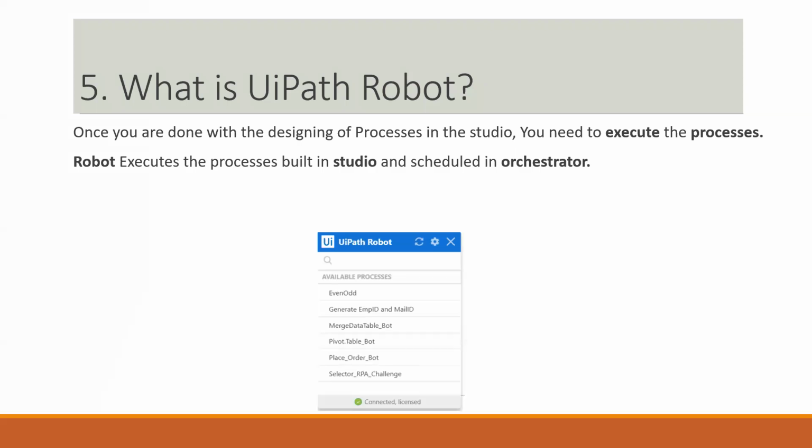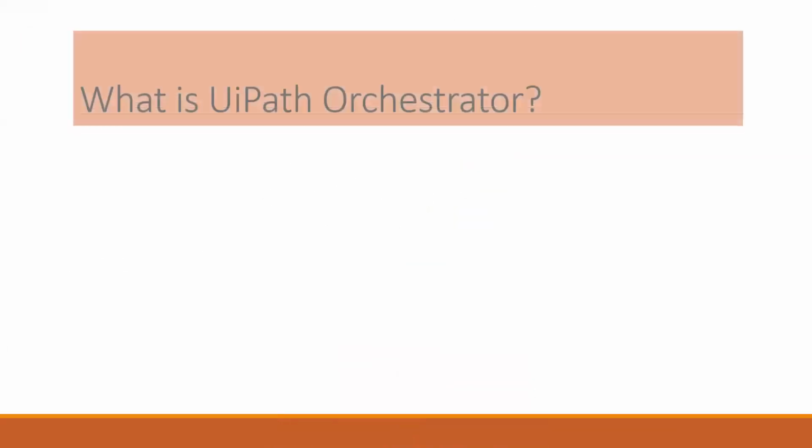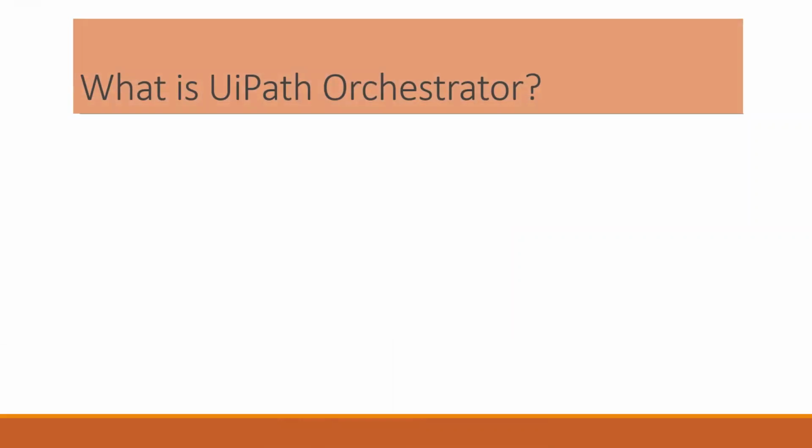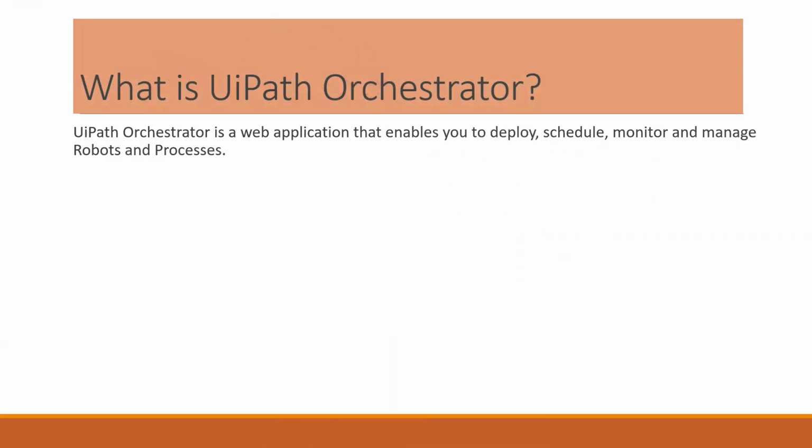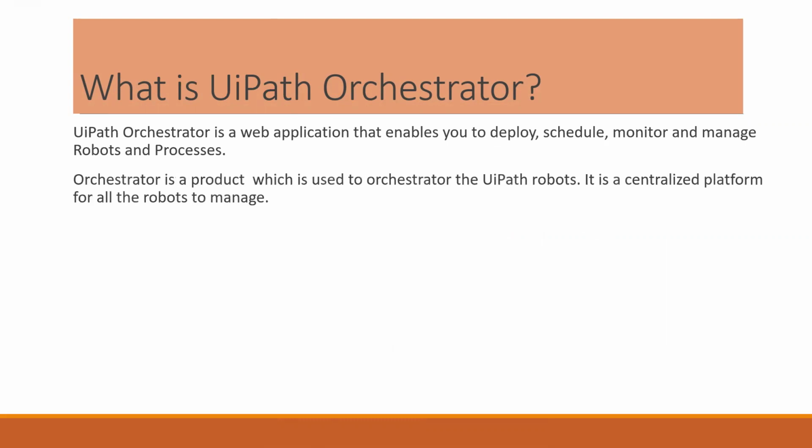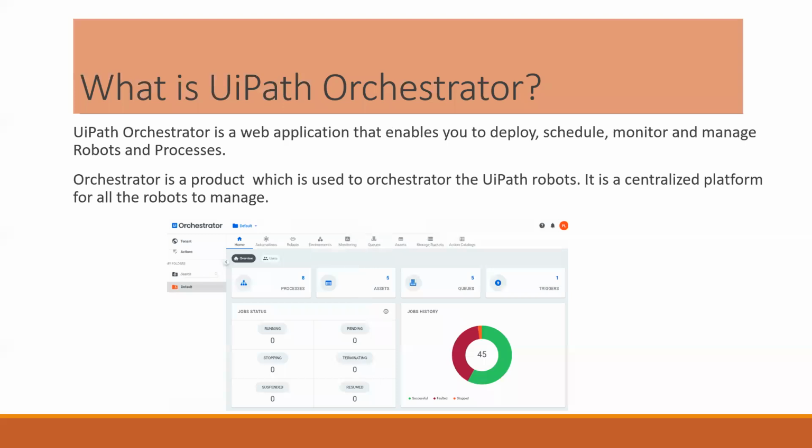Now I'm going to tell you what is UiPath Orchestrator. UiPath Orchestrator is a web application that enables you to deploy, schedule, monitor, and manage robots and processes. Orchestrator is a product which is used to orchestrate the UiPath robots, and it is a centralized platform for all the robots to manage. This is how the orchestrator looks.